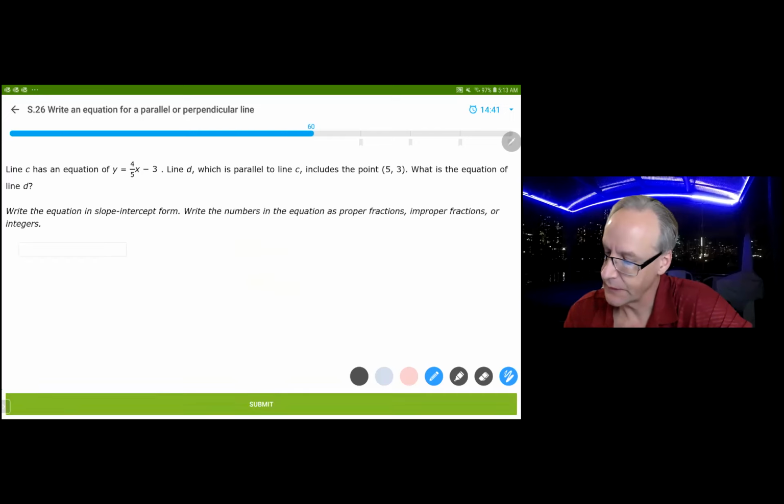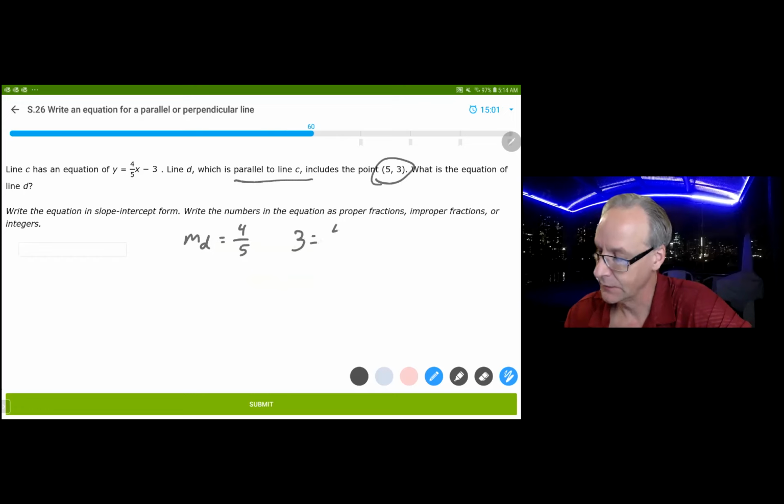Okay, let's see what else we got. Okay, so we have an equation. We want it to be parallel to line C. So the slope of D has to be equal to 4/5. They have equal slopes because they're parallel. And it's going to go through this point, 5, 3. It's going to work out nice and even because 3 is equal to the slope times x plus b, and the 5s simplify out, and I subtract the 4 from both sides.